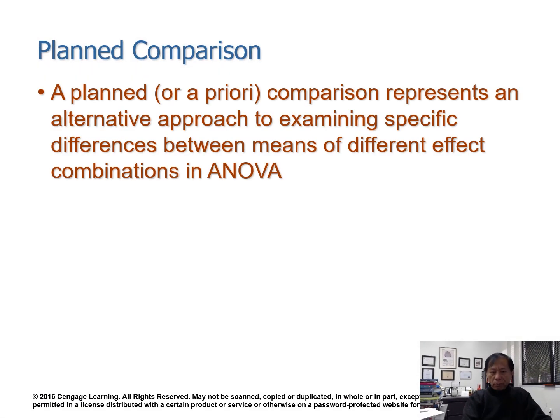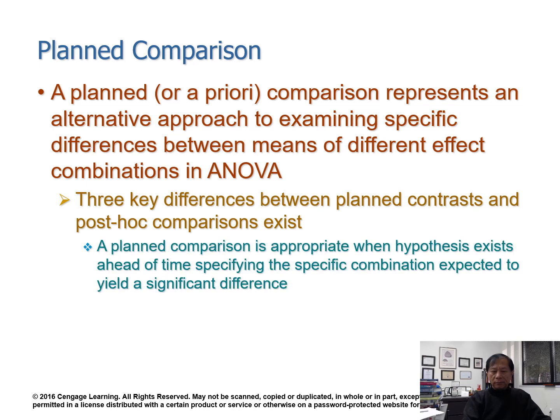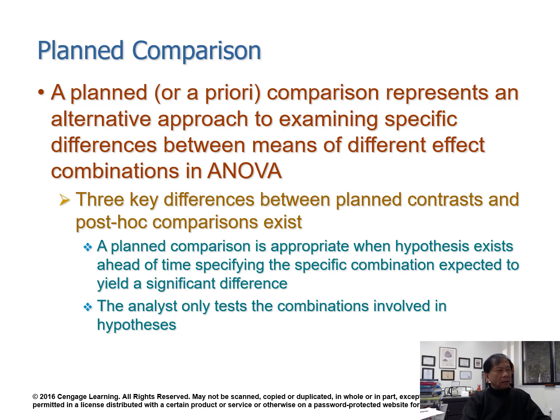So, planned comparison. You can do planned comparison. A planned comparison represents an alternative approach to examining specific differences between means and different effect combinations in ANOVA. Okay? The key differences between planned contrast and post hoc comparison: planned comparison is appropriate when the hypothesis exists ahead of time, specifying the specific combination expected to yield a significant difference. Okay? And the analyst only tests the combination involved in the hypothesis. You only test that. Okay? A planned comparison contains more statistical power because you knew something in advance and planned that way. Okay?